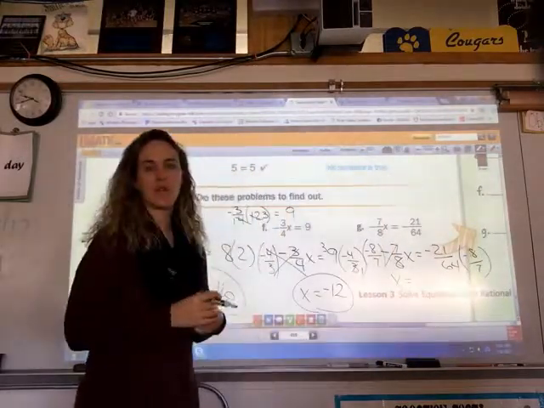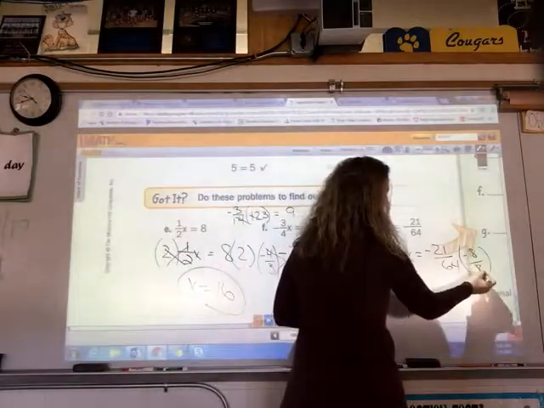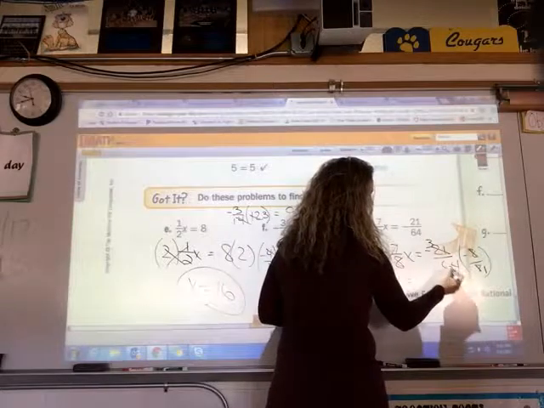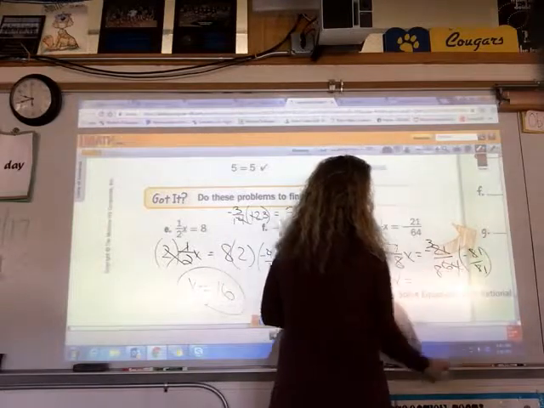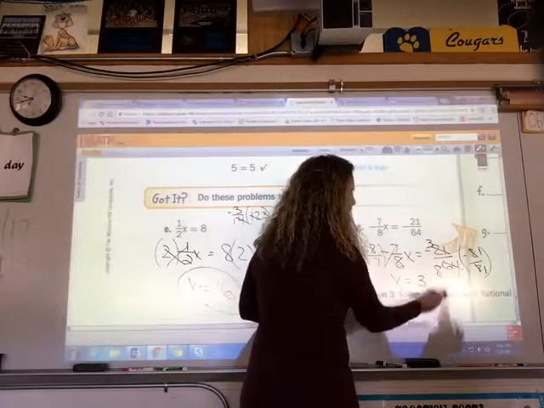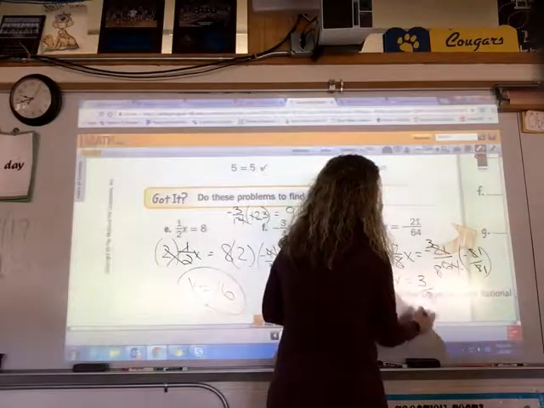Now I'm going to look to see if I can cross reduce so I don't have to deal with such big numbers. 7 goes into 21 3 times. 8 will go into 64 8 times. So now I'm looking at -3 times -1, which would be a +3. And then I have 8 times 1, which would be 8.